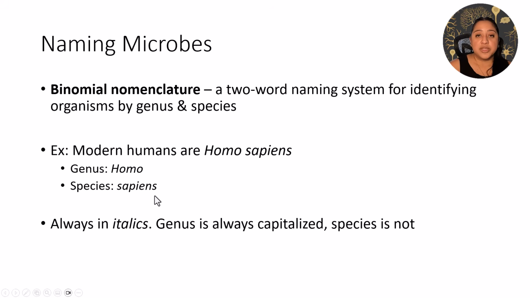And so the binomial nomenclature, or the scientific name, is always going to be in italics. So that's why it's in italics here. And I always try to make sure that that's correct. If that's ever incorrect on a slide, that's a mistake. So italics always. And then the genus is always going to be capitalized, but the species is not. And that's just how it is. So Homo sapiens, only the first one is capitalized and not the species name.